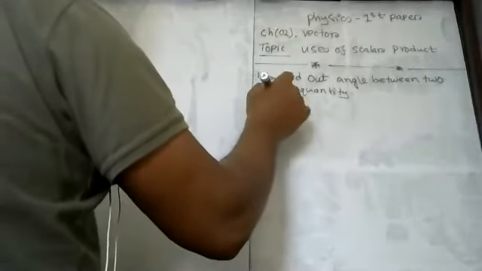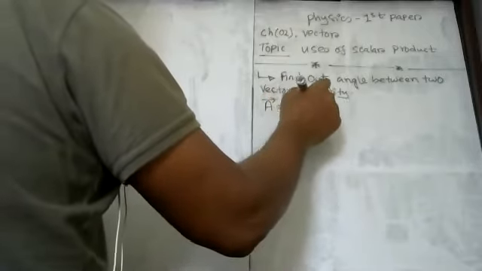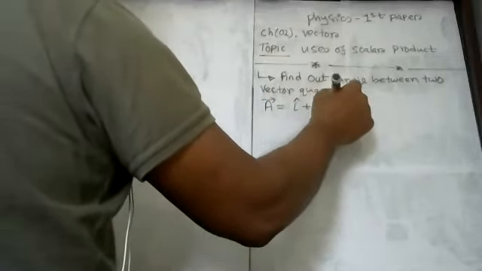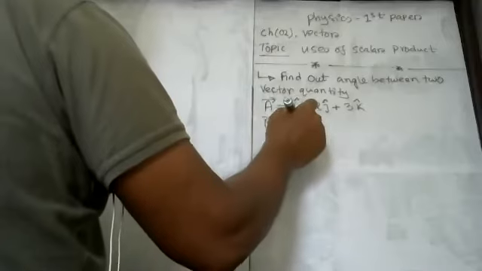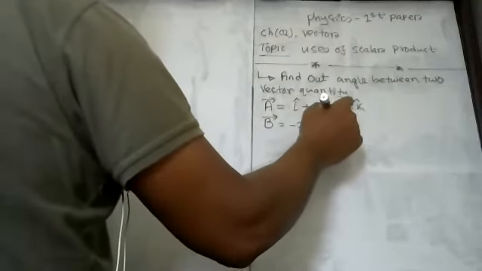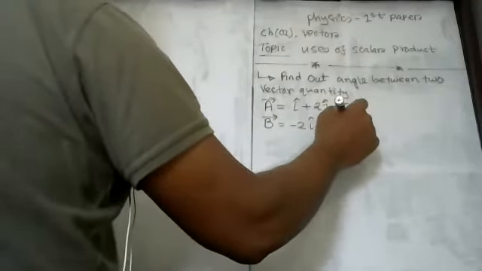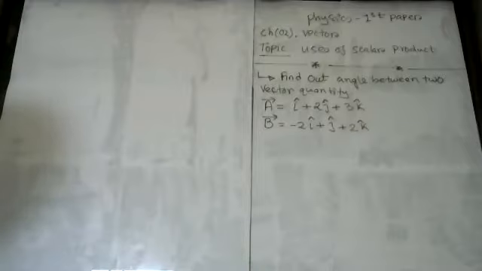Vector A equals i hat plus 2j hat plus 3k hat. And vector B equals minus 2i hat plus j hat plus 2k hat. So, my dear student, from vector A and vector B, I'm going to find out the angle between them. To find the angle between them, I need to use the concept of which quantity? The concept of scalar quantity, my dear student.